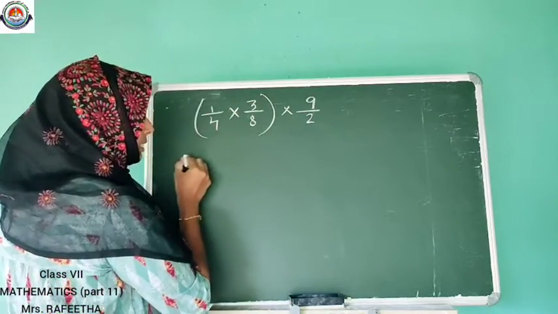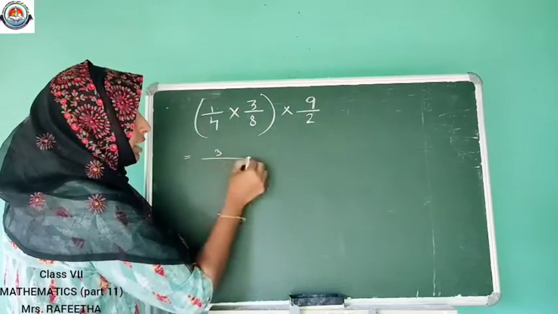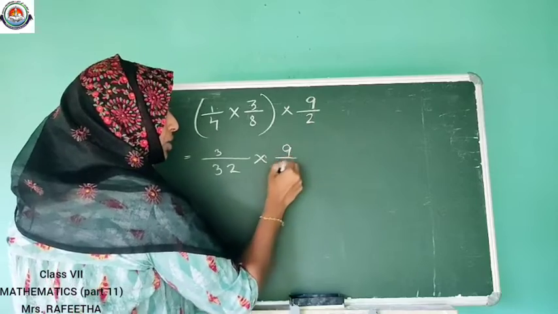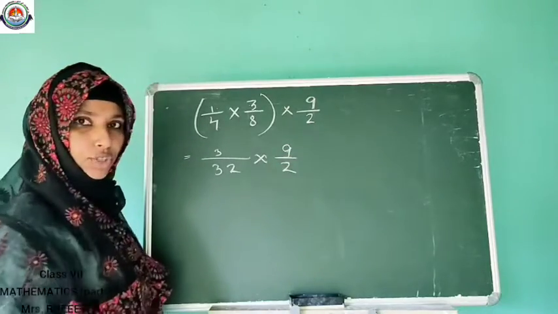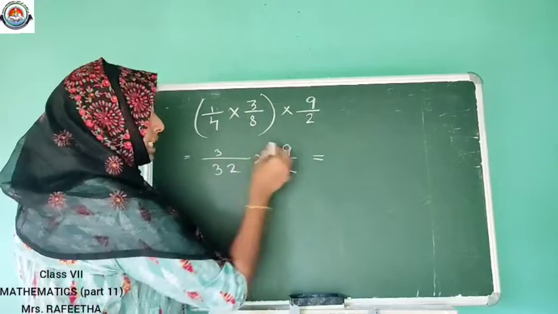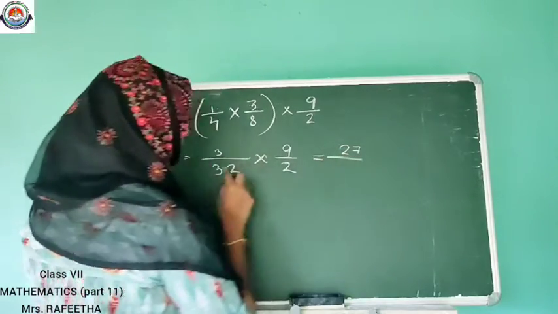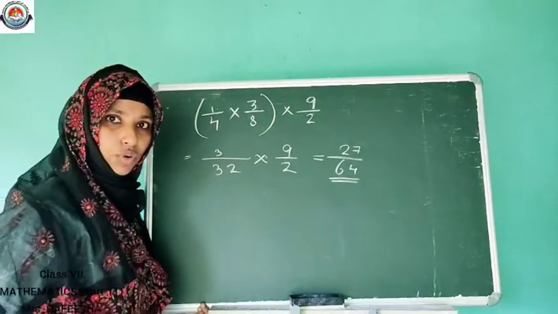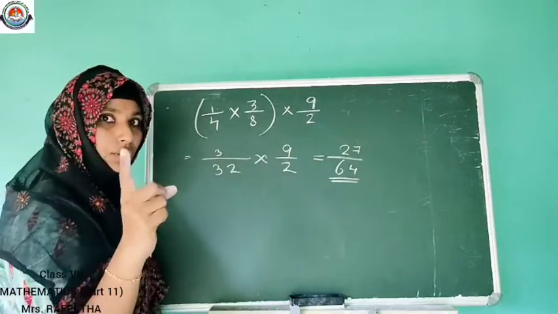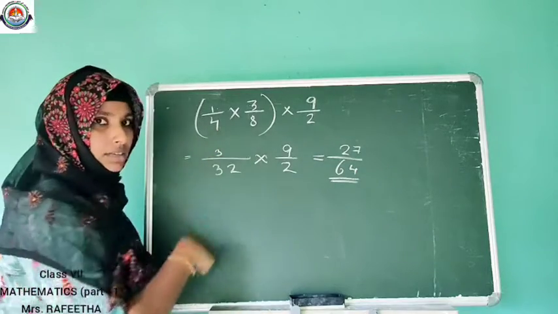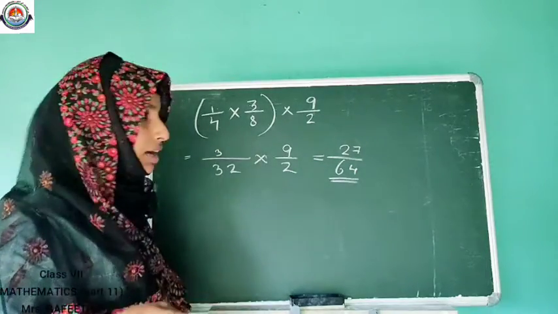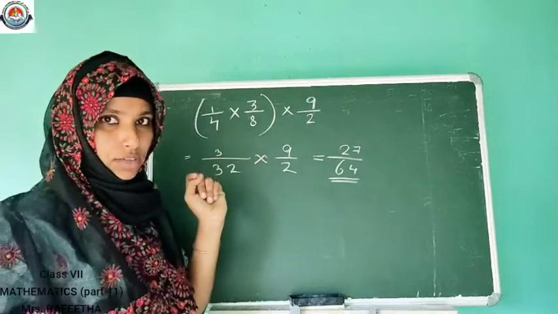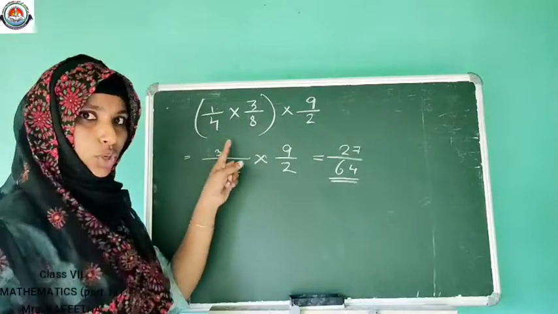Here nothing is there to cut. So 1 into 3, 3. 4 into 8 is 32, into 9 by 2. Here anything to cut? No, nothing is there. 3 nines are 27. Divided by 32 into 2, 64. So here 27 by 64 will be the answer. Easy question it is, but you only want to think that first you want to multiply this. Why do you want to get this practice? If addition is there, the answer will be wrong if you multiply this first. So you want to do it like this.